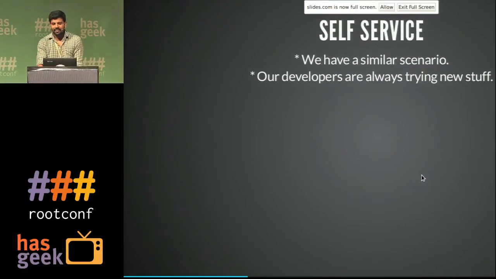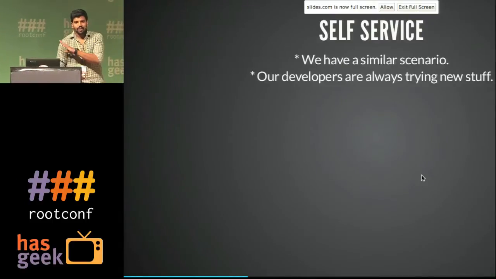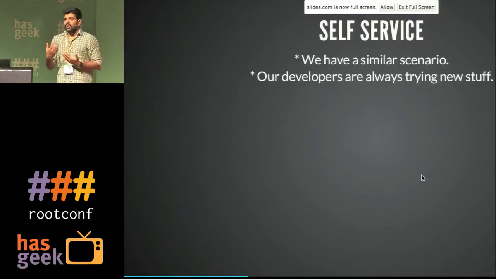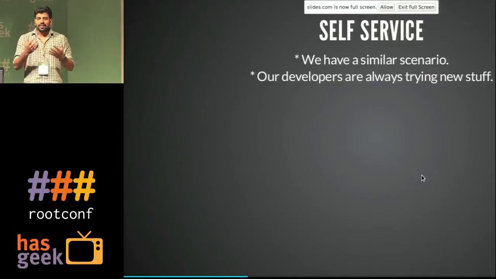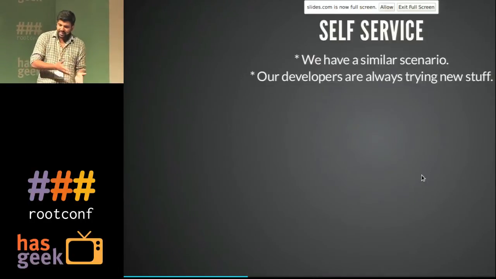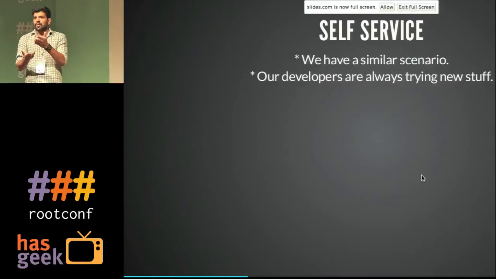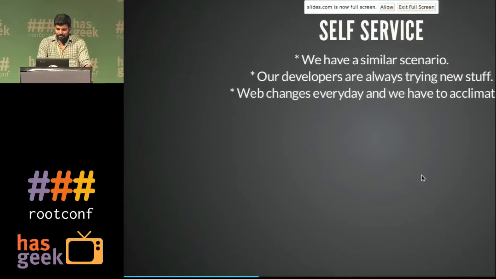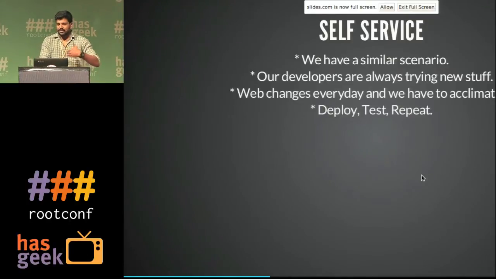We have a similar scenario. We have an array of web servers, and our developers are always trying new stuff, because of which we always have to be with them, assisting in deploying code. We have to stick around with them to check if everything is okay, because most of our testing runs on production servers, so we have to be there along with them to see that things are properly scheduled and there are no mess ups or anything of that sort. So we deploy, we test, and we repeat the procedure every single time.